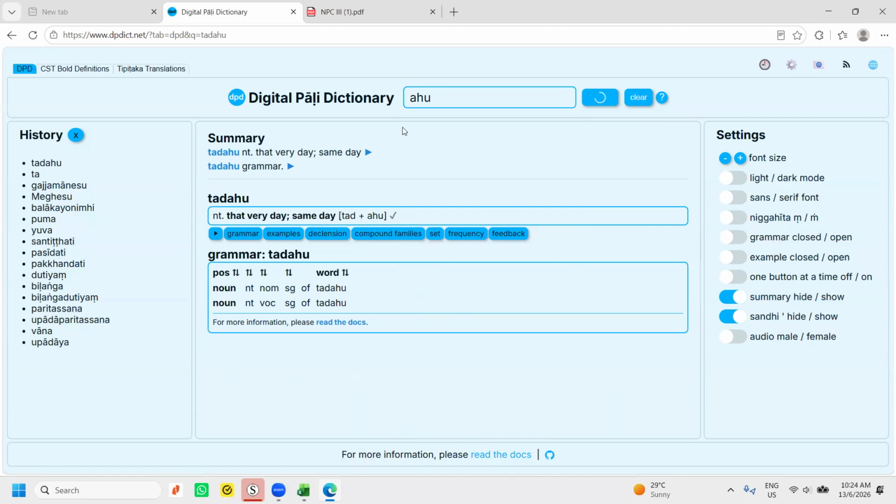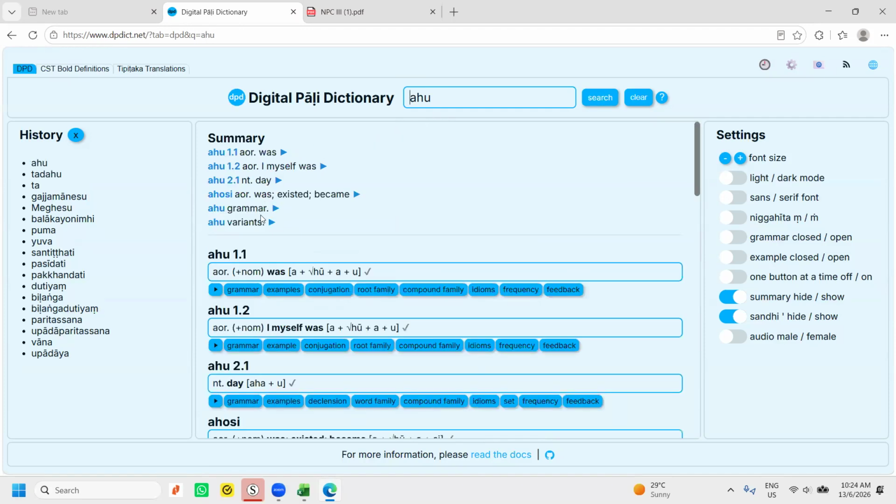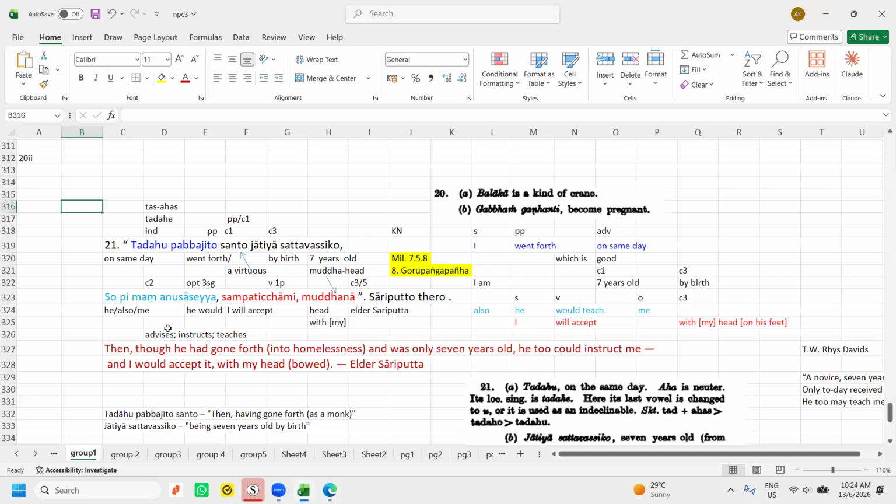Ahu is the day. See, the word here is day, ahu. Okay, go back to here. That means here, on that day. The actual one is on that day. I didn't change it to on the same day.